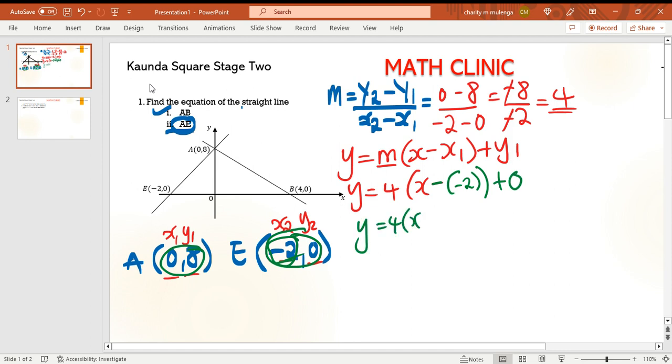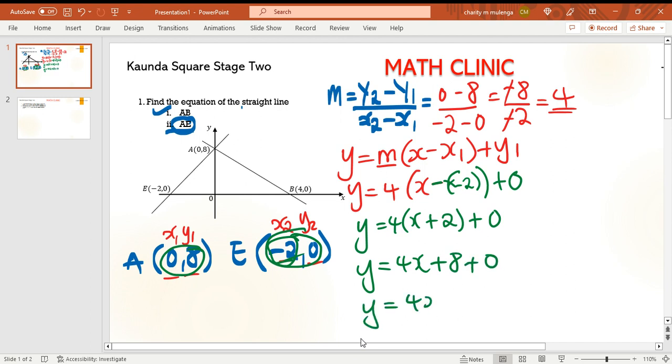So first you're going to expand. Negative times negative gives us positive. Okay. 4 times x, we are getting 4x. 4 times positive 2, we're getting 8, plus 0. Therefore, the equation of the straight line AE is 4x plus 8. That is the equation for this straight line. It's y is equal to 4x plus 8. All right.